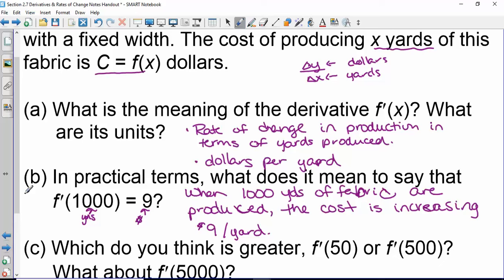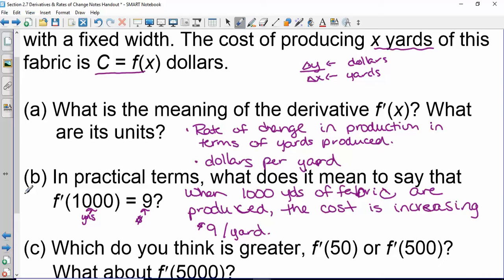So what happens if I go from producing 50 to 500? What's going to happen to my cost per yard? It's going to increase. The cost will increase. What about per yard though?